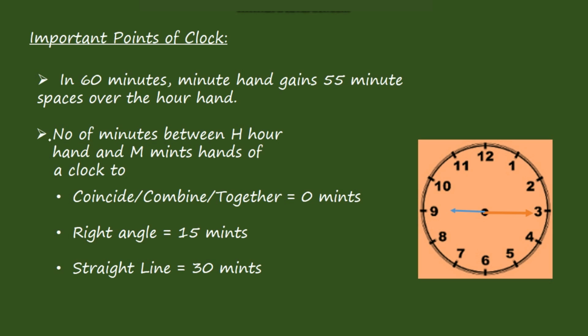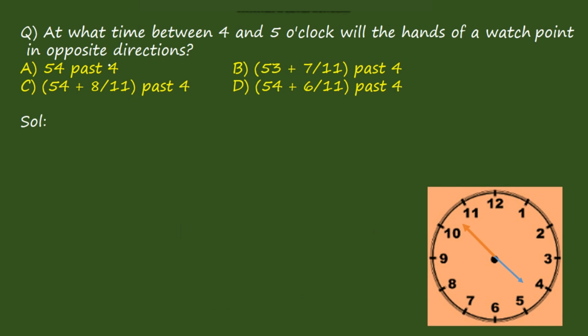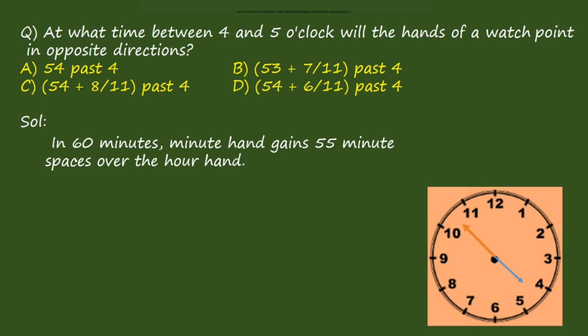Now we'll be solving the problem without using any formulas. The first one is, at what time between 4 and 5 o'clock will the hands of a watch point in the opposite direction? For this one we have to know one important point: in 60 minutes the minutes hand gains 55 minutes space over the hour hand. So it is given as number of minutes and amount of gain. In 60 minutes it gains 55 minutes only.